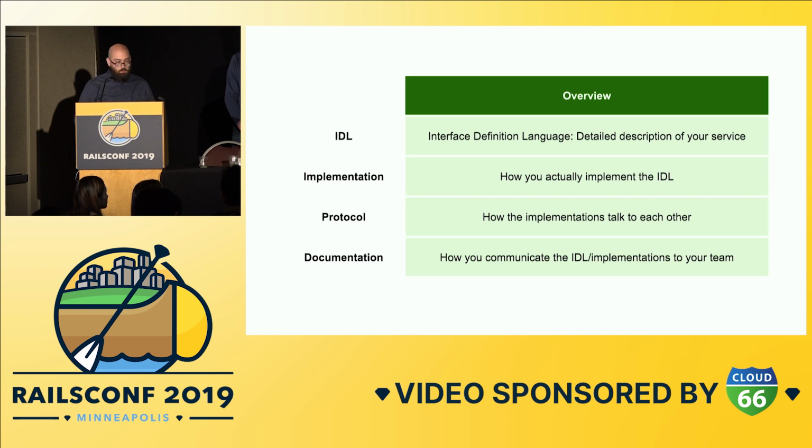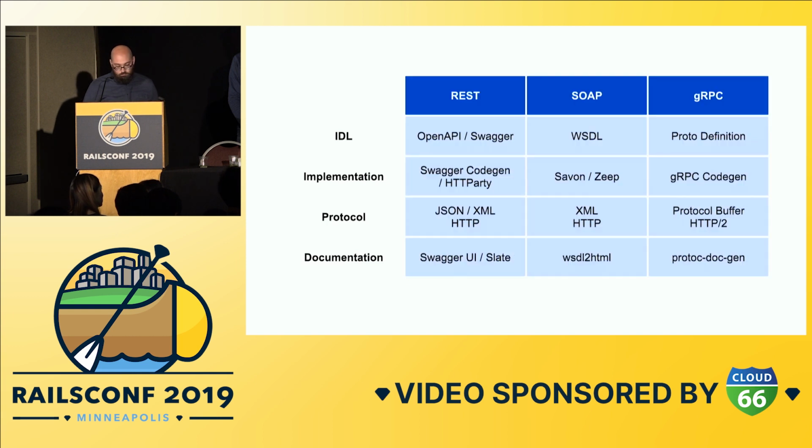So an overview: when I think of RPC, I think of a bundling of these concepts. We have an IDL, a precise definition of what our service does. We have an implementation, whatever the process is, either human or otherwise, to actually implement that IDL. You have a protocol, which is basically how the two services, using the implementations, talk to each other. And then for us, which is important, is documentation. How do you help others within your organization understand what's available?